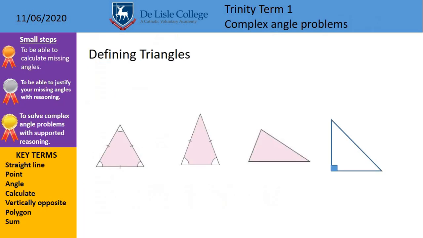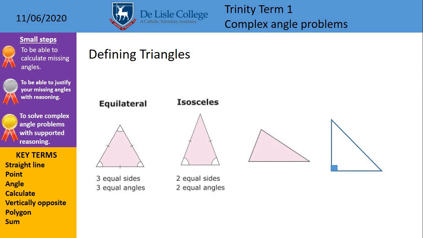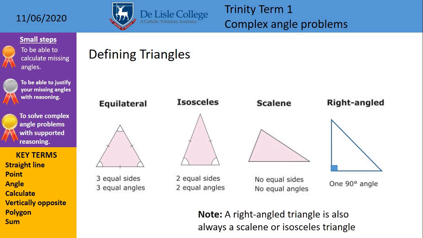So, we have had a look at this in a previous lesson, but it's worth reminding ourselves, these are our four main types of triangles. We've got an equilateral, isosceles, scalene, and then our right-angled triangle. So you should have had those written down from a previous lesson. If not, you do need to make sure they are written down.